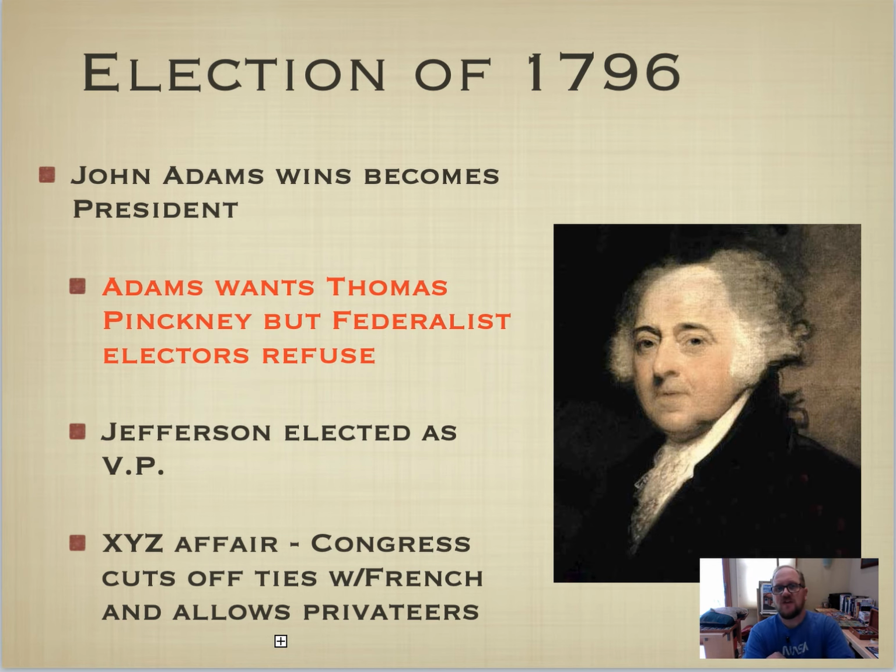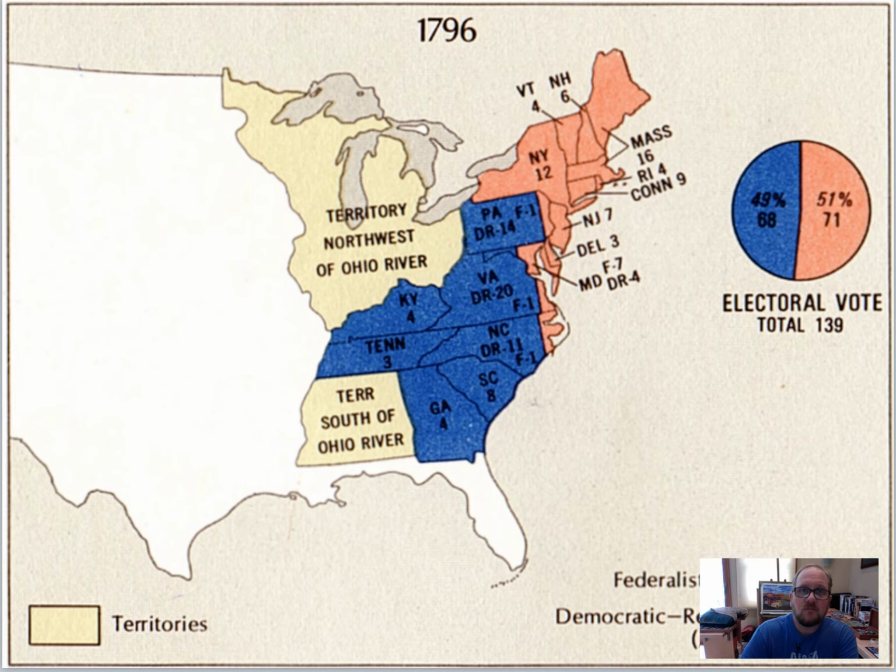So in the election of 1796, John Adams wins, and he'll run against Jefferson. Jefferson at the time was the second-place finisher, so he'll be elected as the vice president. And we see here the electoral map between those two. Again, we see mostly the Northeast and the East Coast voting for Adams, and the South and the West voting for the Democratic Republicans and Jefferson.